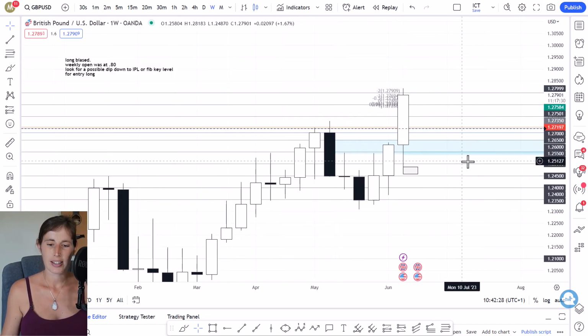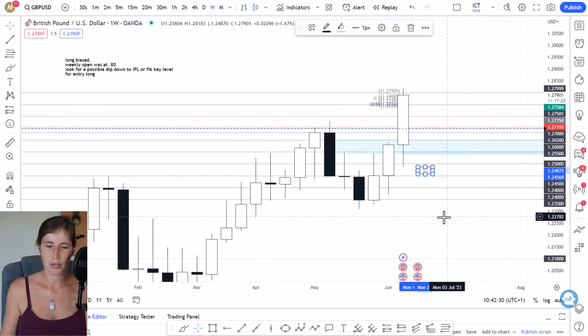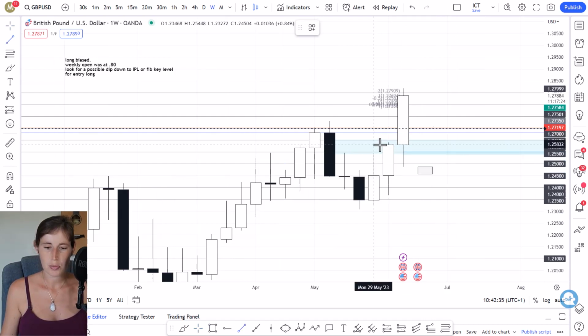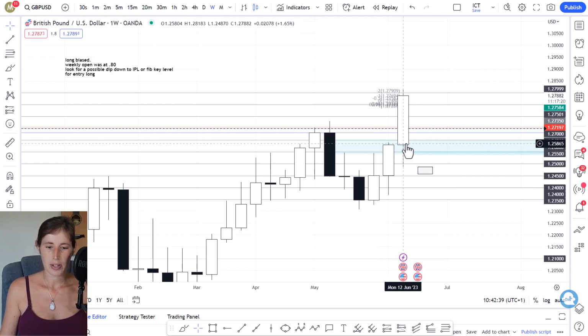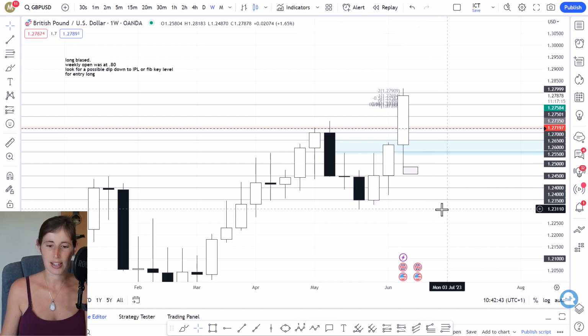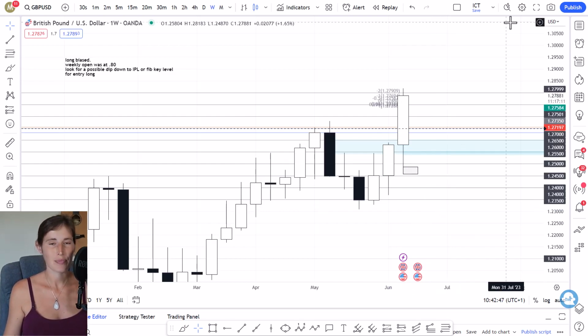And what's quite nice is we pretty much got that move. So as you can see here, this was where price opened at the beginning of the week. From there, we did have this wick down where price moved down to this level here. Now this is a key level that I've drawn out using the Fibonacci tool on the daily. This is how I did it.